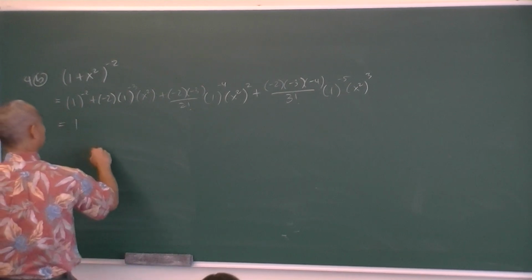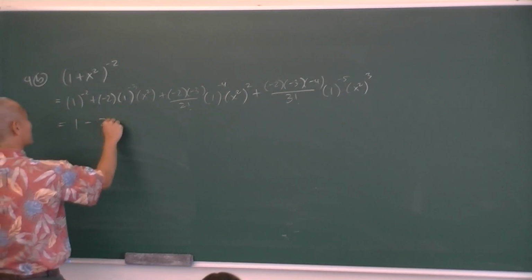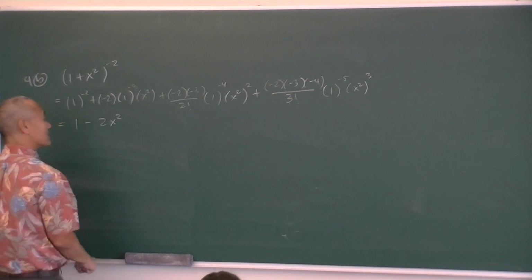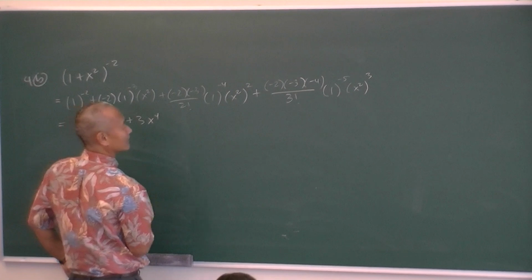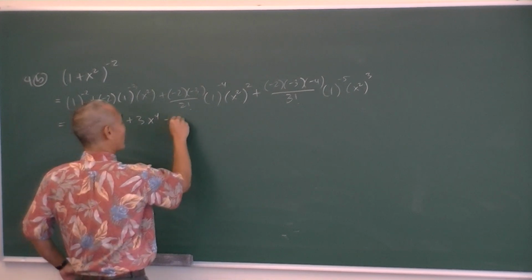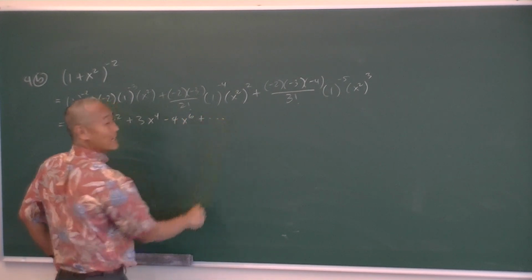So 1 minus 2x squared. What's 6 divided by 2? Plus 3x to the 4th. Minus 4x to the 6th. I see a pattern.